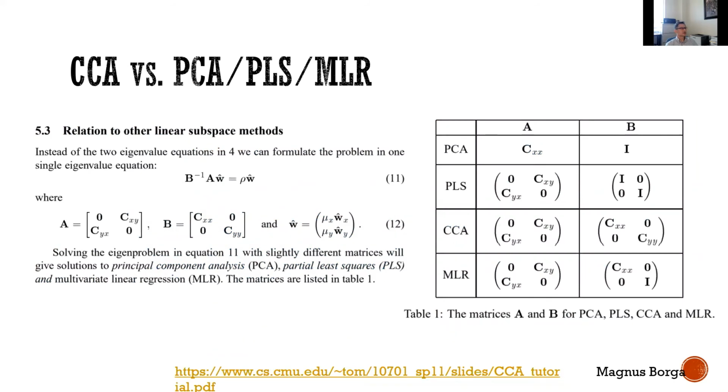The relationship between CCA and PCA and the other two technologies, one is partial least squares and the multivariate linear regression, is the difference between this A and B matrix. So PCA can be regarded as a special case, in which there's a covariance matrix and identity matrix for A and B. CCA uses these two, and they all rely on SVD, generalized SVD, eigen component operation, to get the answer.